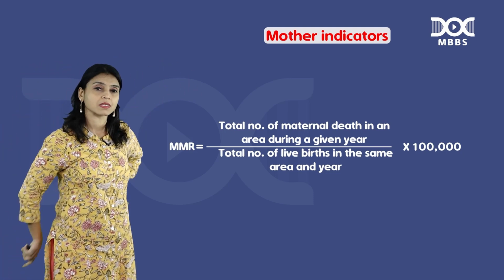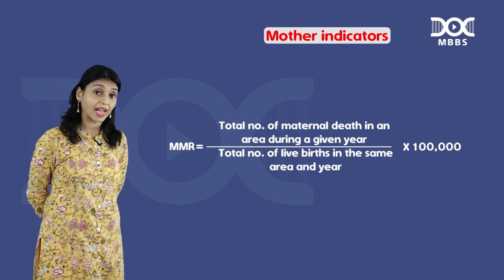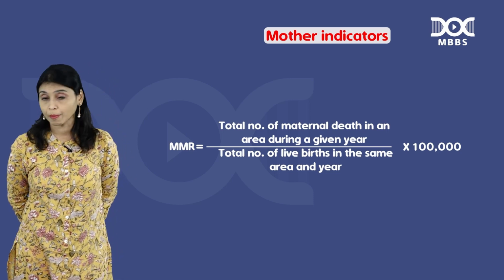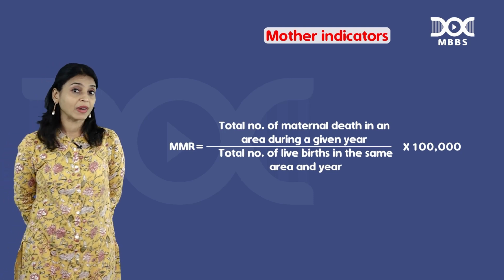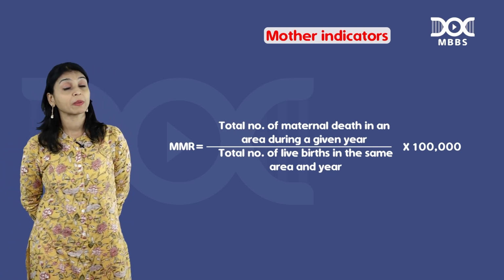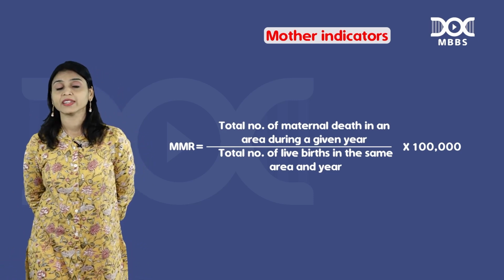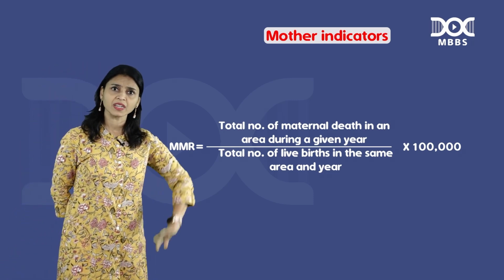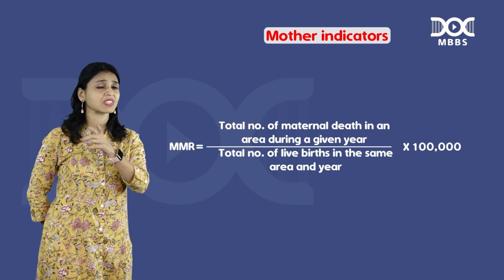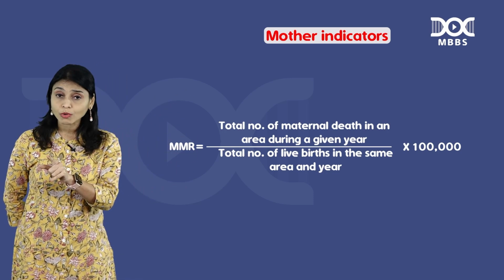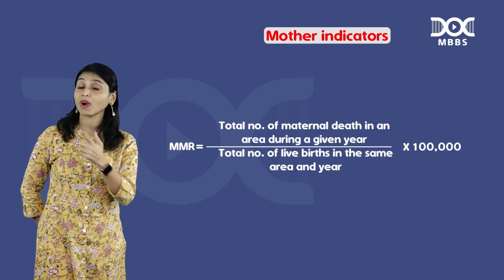Now, what do you mean by this? This means that when 1 lakh children are born alive into a population, how many maternal deaths are happening? In all the other indicators, especially the child indicators, and we have already seen some other indicators like crude birth rate, crude death rate, in many indicators we have seen that the multiplier will be 1000. Whereas in MMR, it's not 1000, but it is 1 lakh.